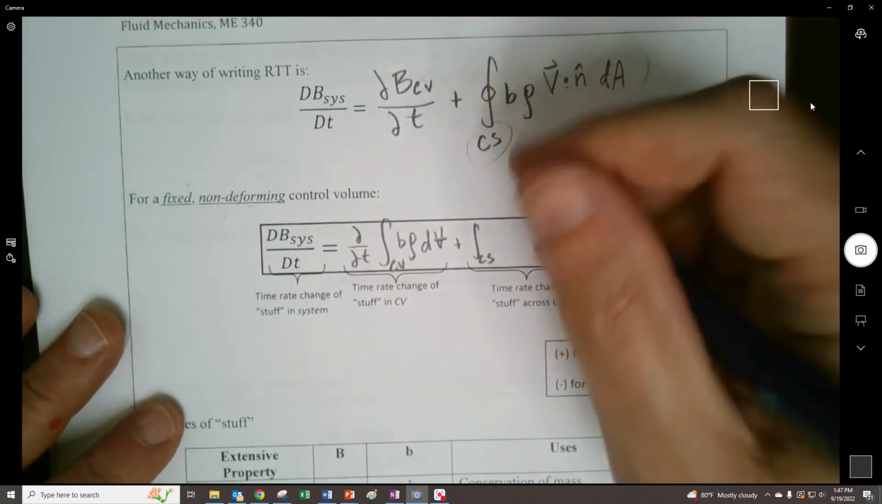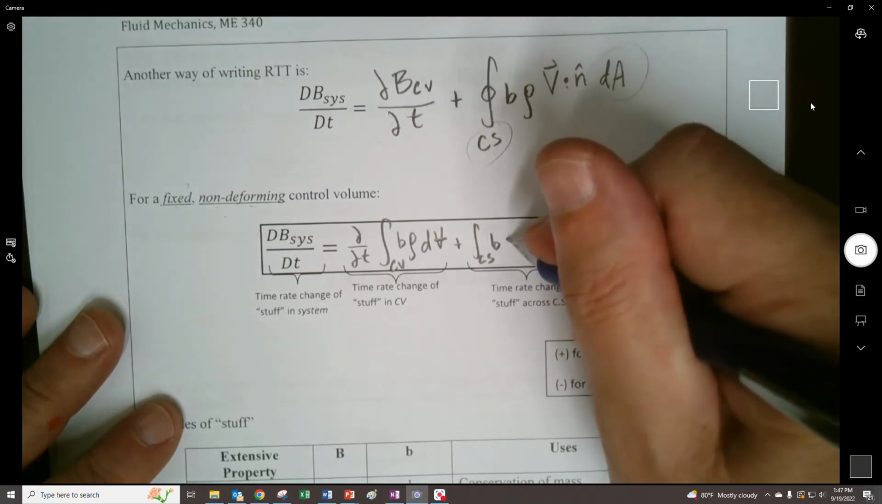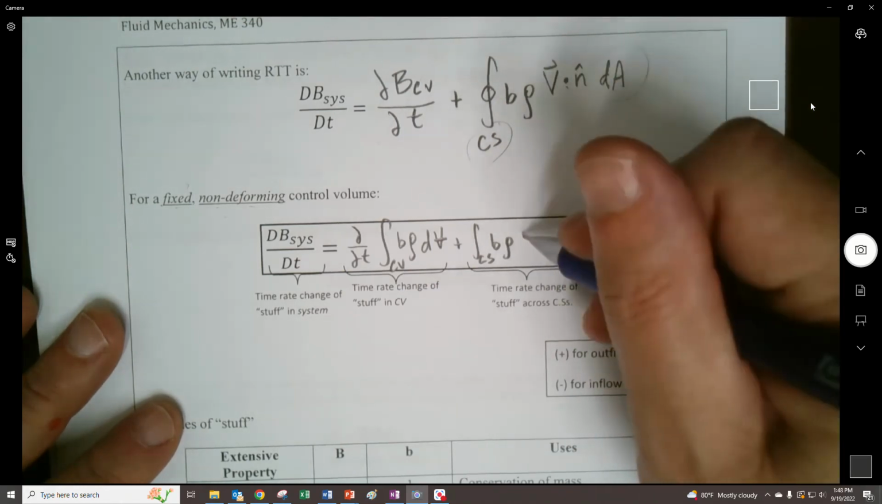And this is sort of an important equation. If you remember Green's theorem, or I think it's Gauss's theorem, I'm trying to remember.